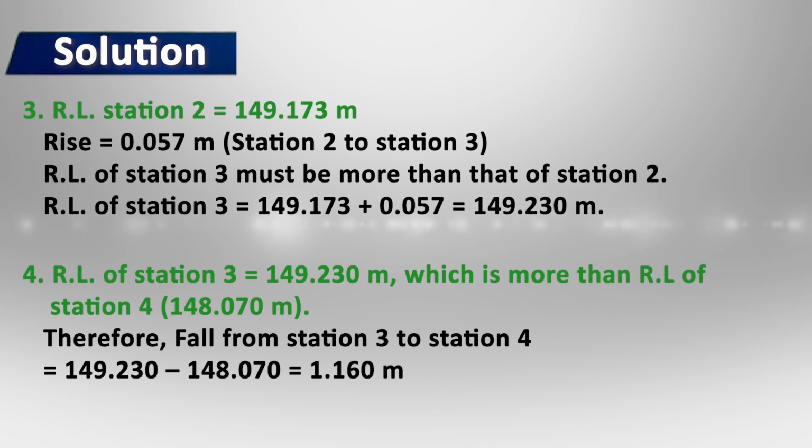Next, the fall from station 3 to station 4 is missing. The reduced level of station 3 is 149.230 meters, which is more than the reduced level of station 4, that is 148.070 meters. Therefore, the fall from station 3 to 4 will be equal to 149.230 meters minus 148.070, which results in 1.160 meters.